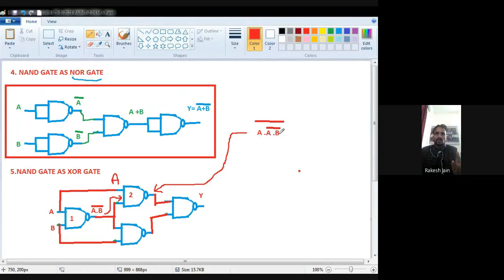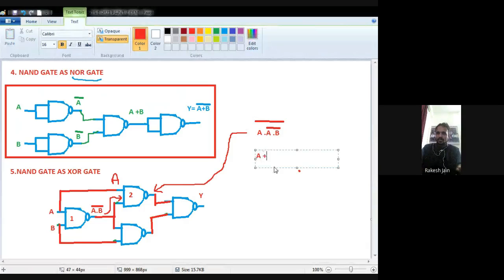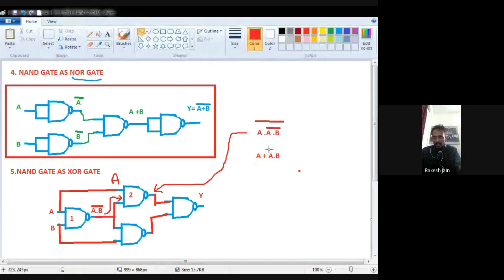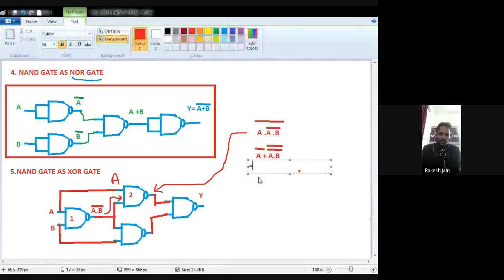So now they will be converted as follows. First thing is A, then dot will be converted into plus. Second thing is A dot B bar. First thing is A, second thing is A dot B bar, they are multiplied. So according to De Morgan theorem, multiplication will be changed into plus. Both things are separately barred. So first thing is A, so separately there is a bar. And second thing is A dot B bar, so again there is second thing having a bar: A dot B bar, and bar.